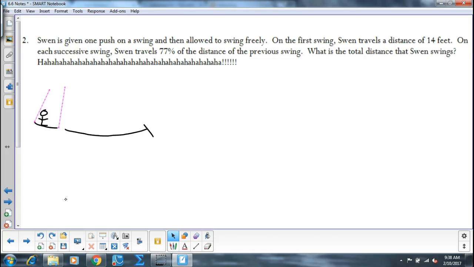There. Yeah. He's swinging from the air. Satisfied. You've got to build the whole thing. Okay? So he swung 14 feet. Okay? So then on the return swing, he swings how far?